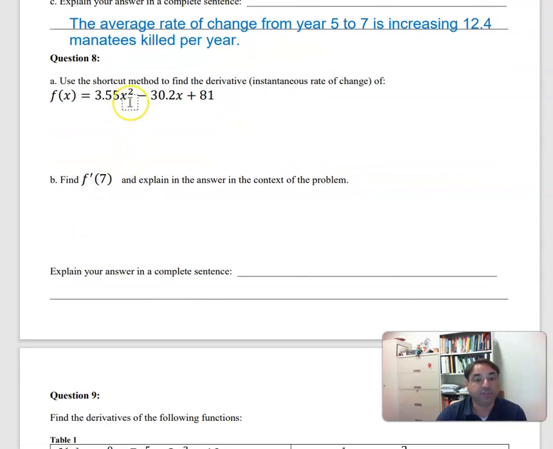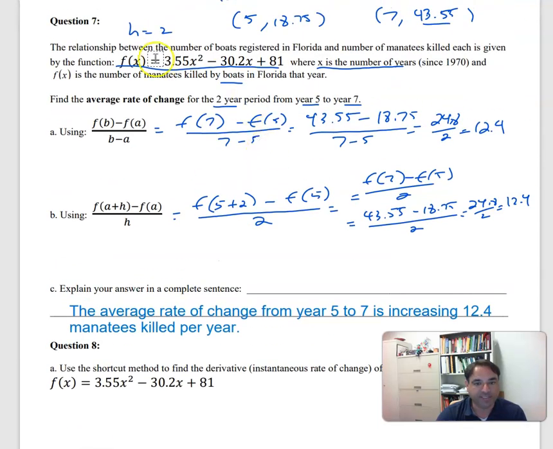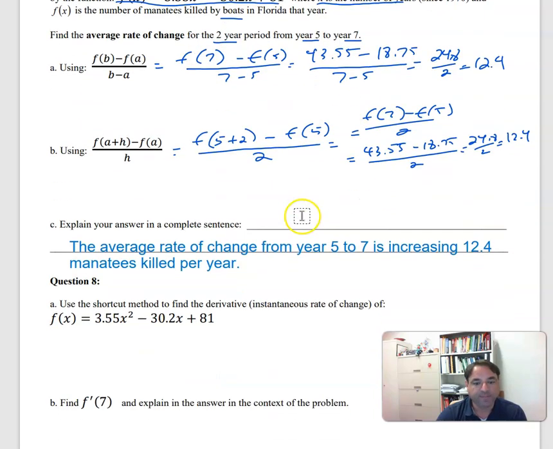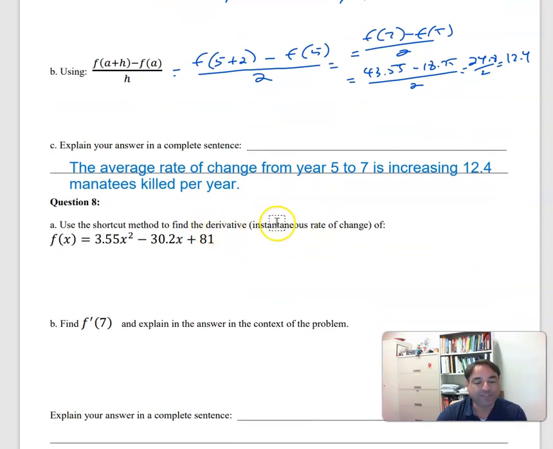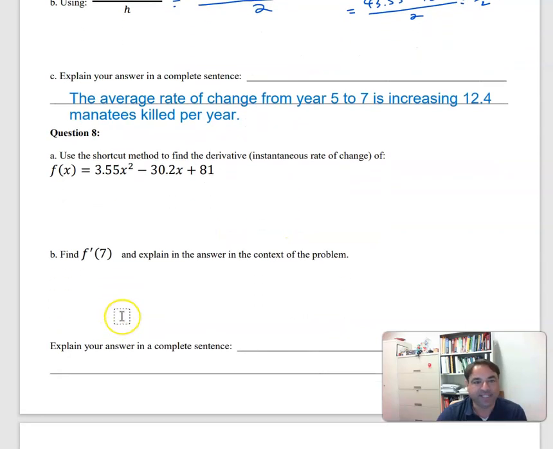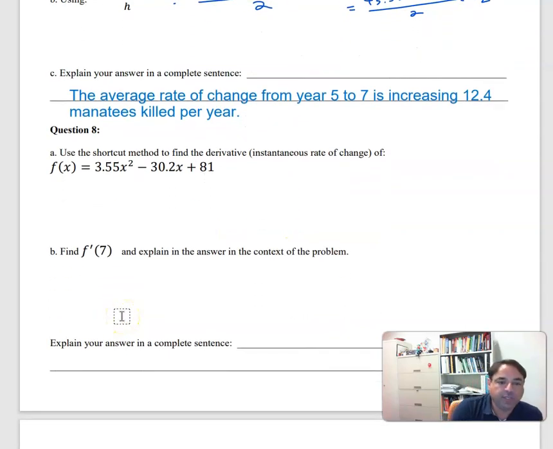Now, with question 8, it doesn't say use the average rate of change. For question 8, it says use the shortcut method. So notice that it's the same function. This is finding the average rate of change from year 5 to year 7. This one wants to know the instantaneous rate of change, what's happening at year 7. So the shortcut method says we're just going to take the derivative.